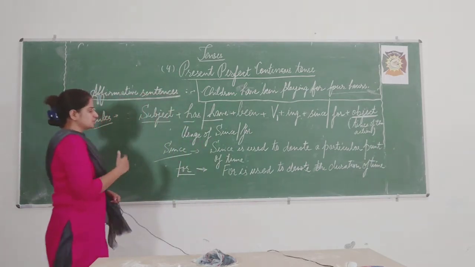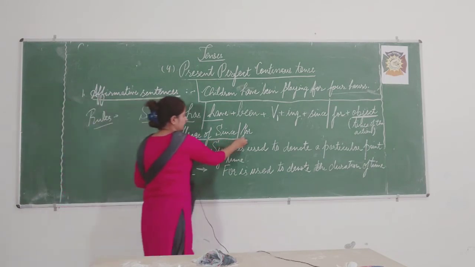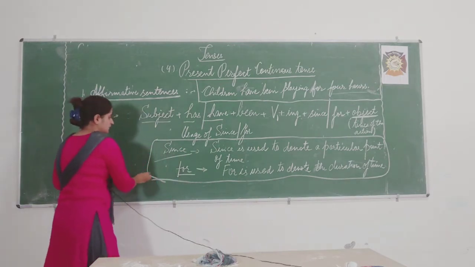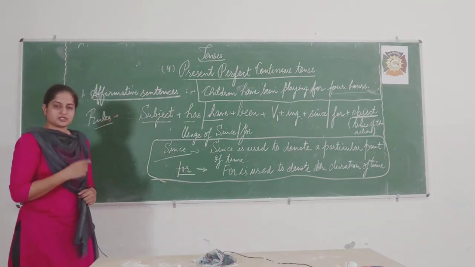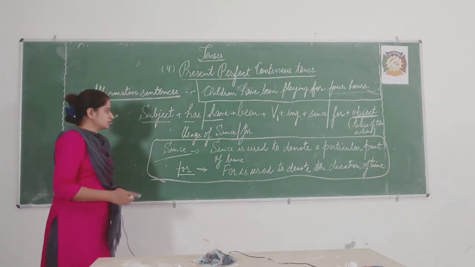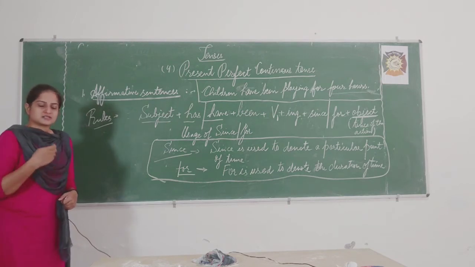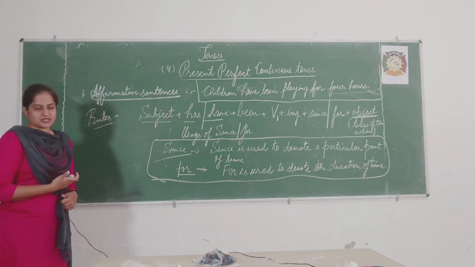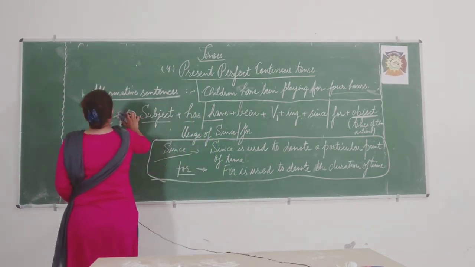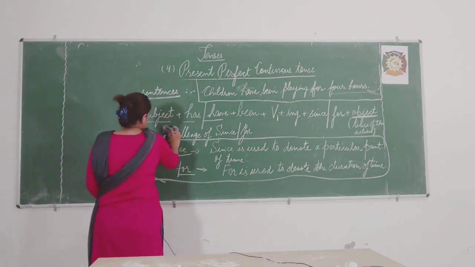So this is a very important part. Just keep this in mind: where should we use since, where should we use for? You have to note each and everything in your fair register and revise it again. All right, let us continue. Next type of sentence is negative sentence.